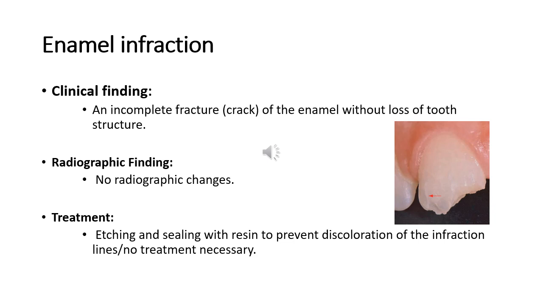Treatment of enamel infractions: in cases of marked enamel infractions, etching and sealing with resin can be done to prevent discoloration of the infraction line. Otherwise, as such, no treatment is necessary. A crack line or a chip of the enamel is basically the key clinical feature of fractures.